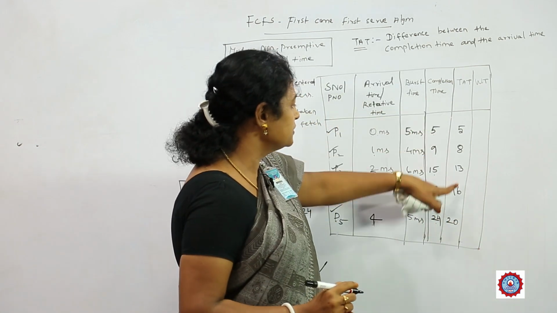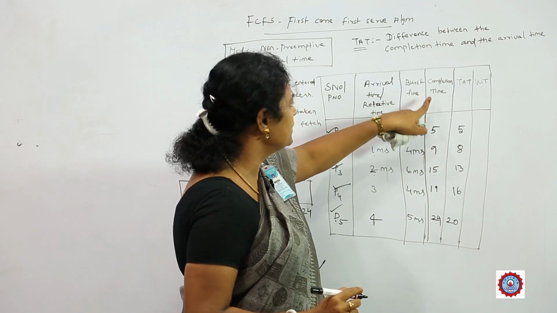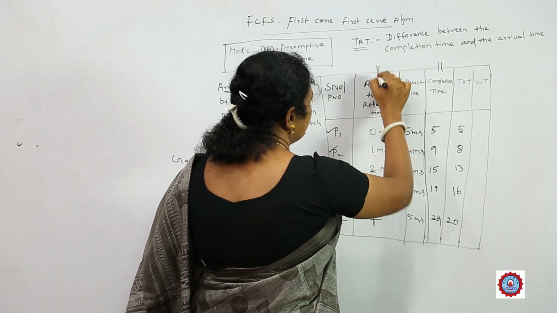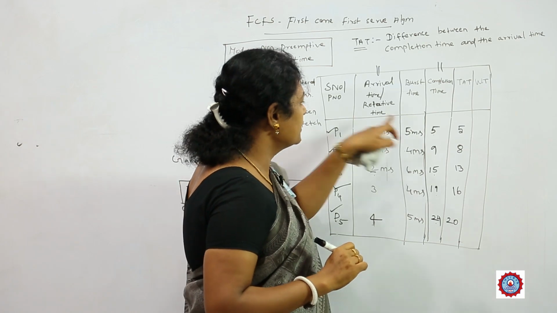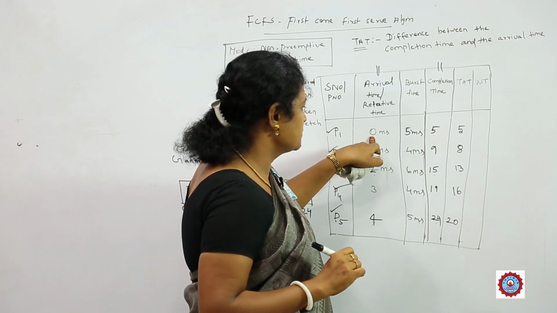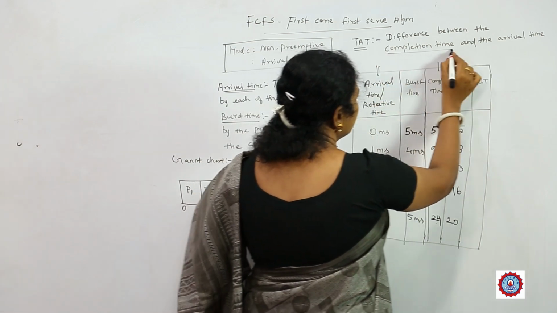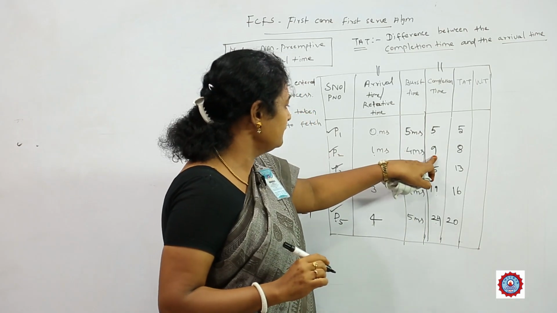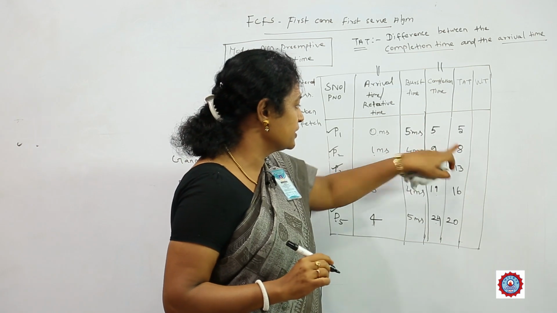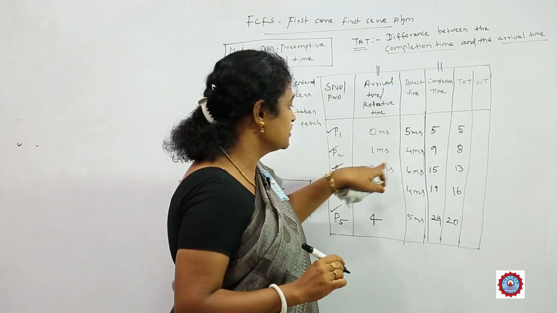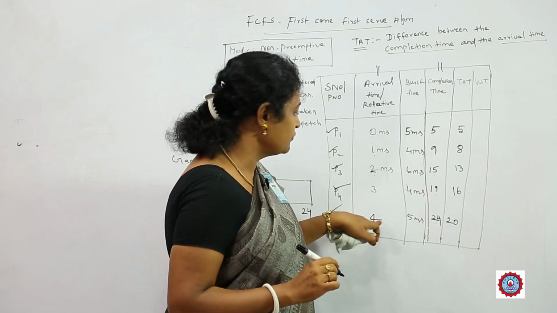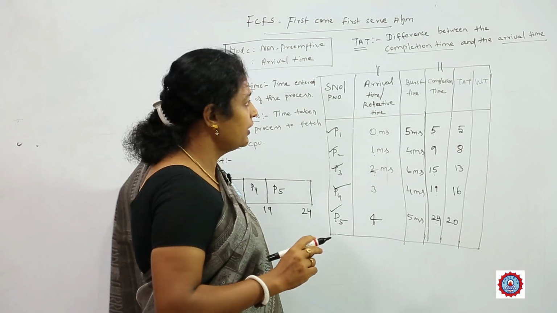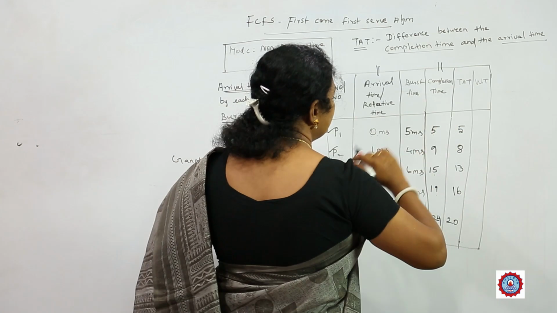So, this is the turnaround time for each of the processes, which means the completion time minus the arrival time. So, process P1 completion time is 5 and the arrival time is 0. So, the difference is 5 minus 0 is 5. Then process P2 is 9 and the arrival time is 1, 9 minus 1 is 8. Likewise, 15 minus 2, 19 minus 3, 24 minus 4. So, this is the turnaround time, and next comes the waiting time.